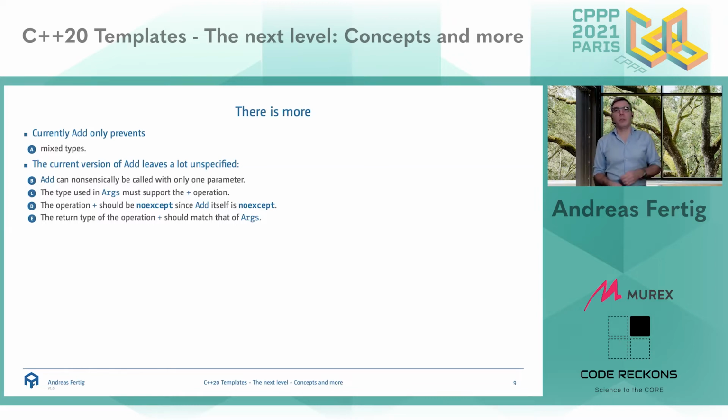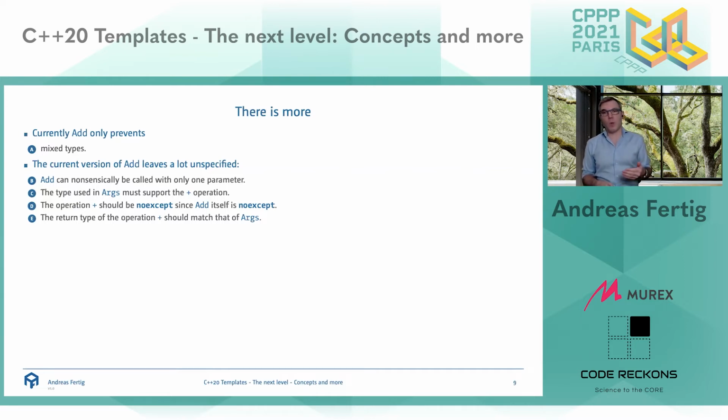A possible requirement D is that the operation plus should be noexcept, because add all the time was noexcept. I didn't talk about it, but if you go back to the slides, both add versions in C++17 and 20 were noexcept. And because I mentioned that I mostly add integers or things like that together, I don't want to place a try catch around it. So let's say that we'd like to verify that operator plus is noexcept.